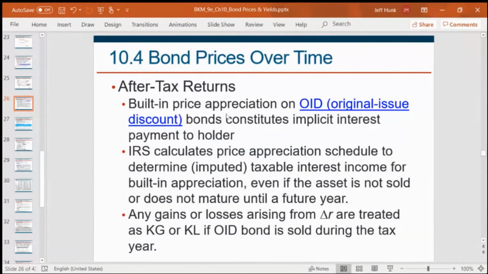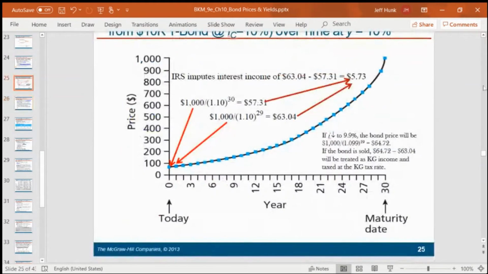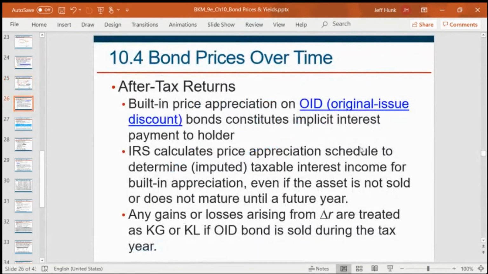Based on the built-in price appreciation on OID. What does that mean? Let's take a look at this graph. Suppose you have a 30-year bond, and you have 10 of them.